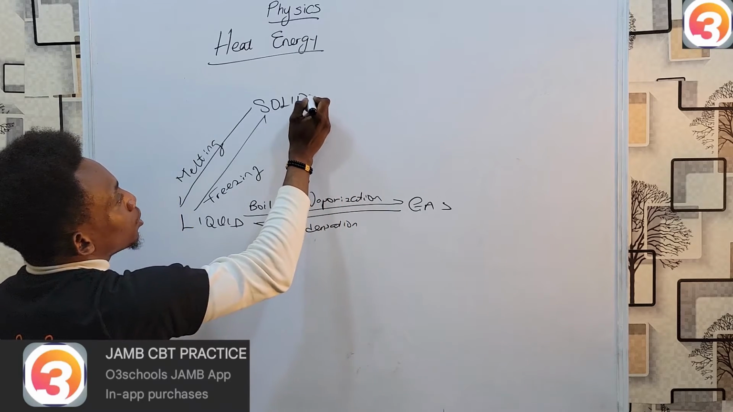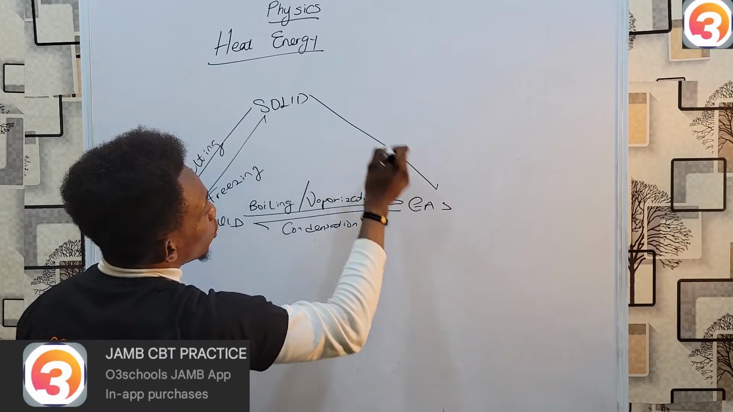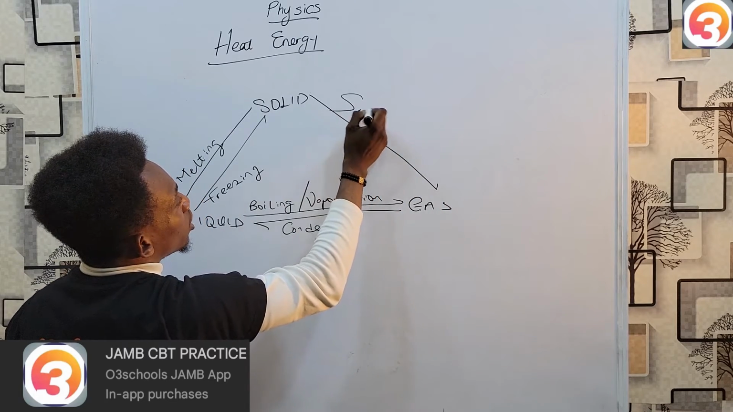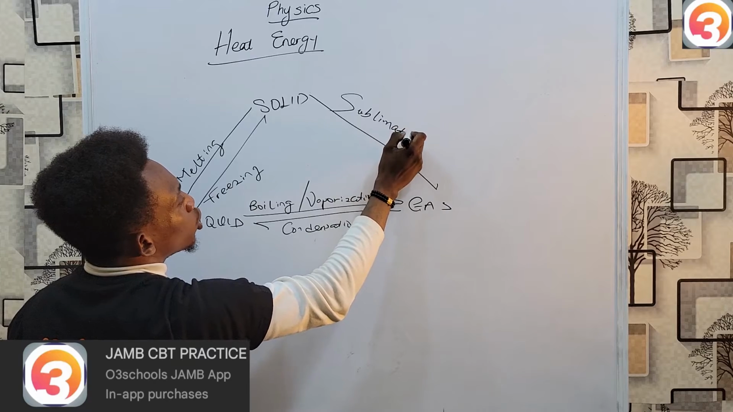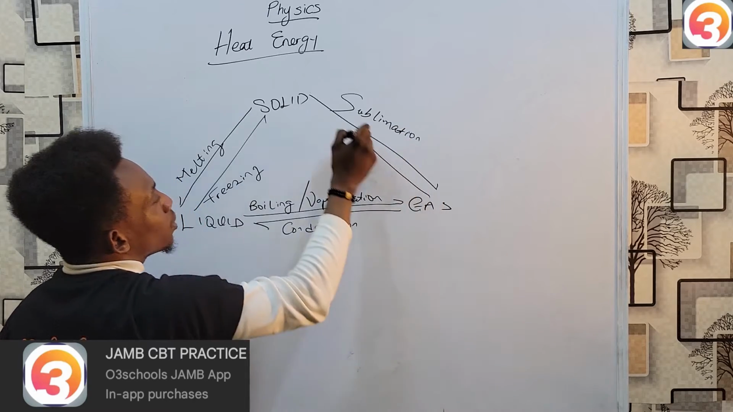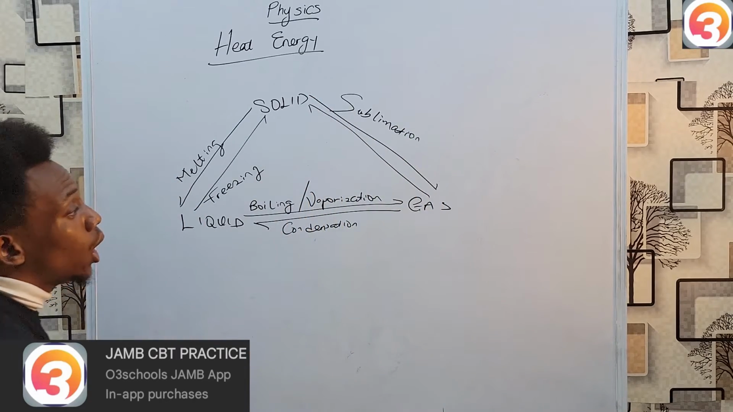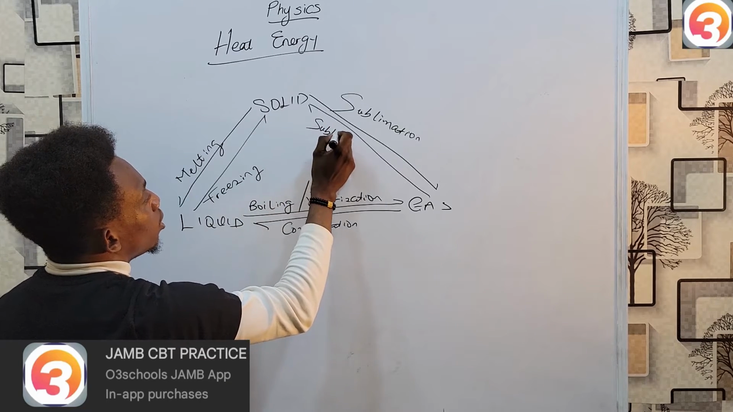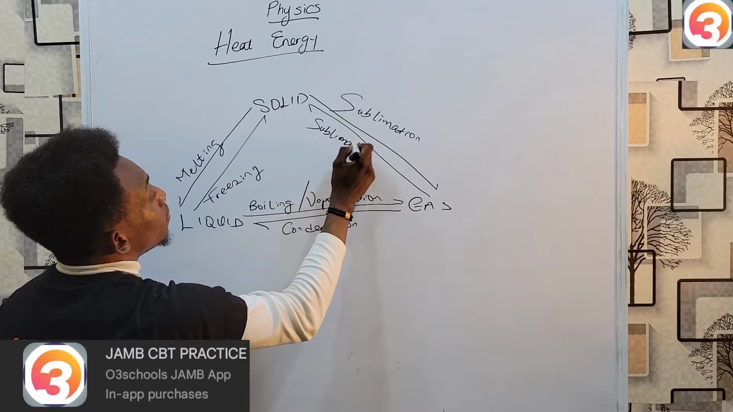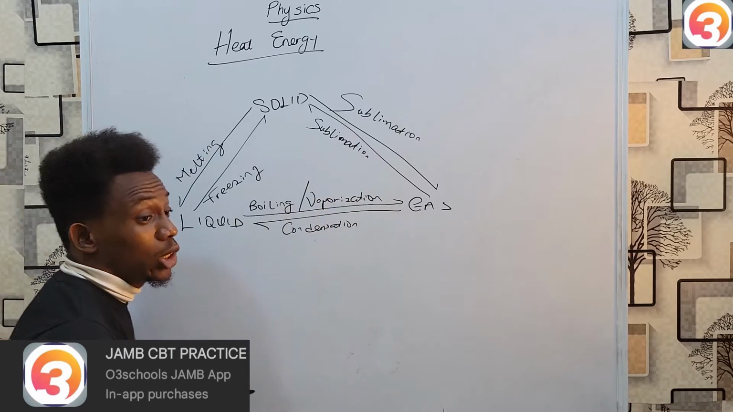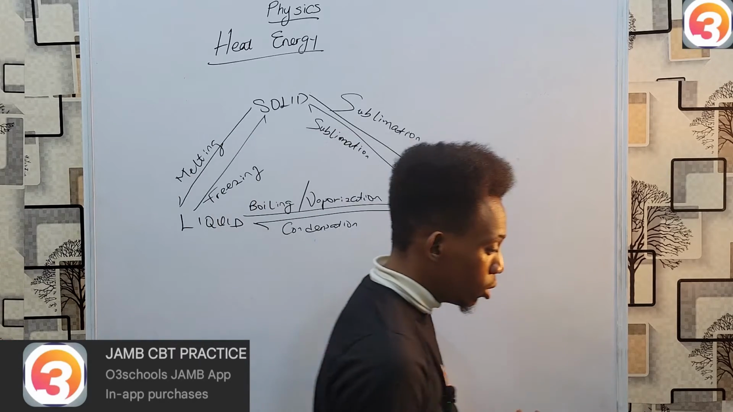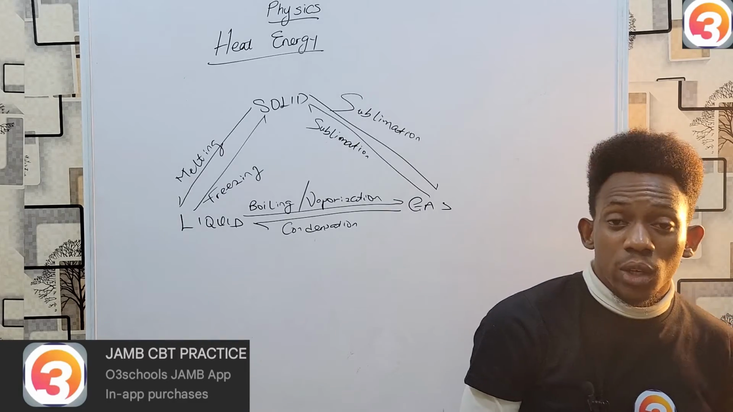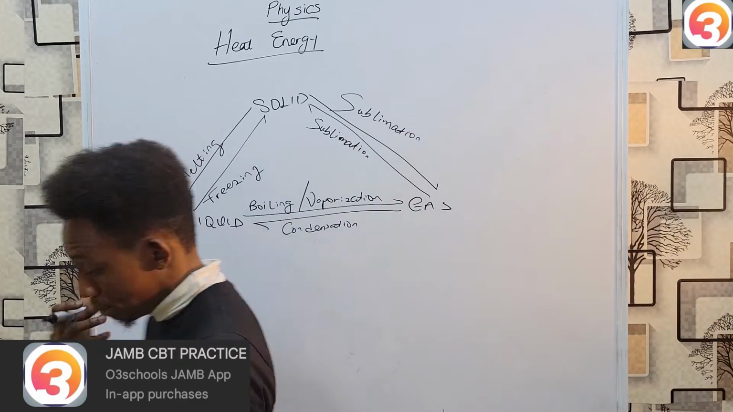Any material that can jump from solid straight to gas is experiencing sublimation. Now, if you're going from gas straight to solid, there are several names for that. Some people will just call it sublimation, some call it reverse sublimation, and some may even call it deposition. Whichever one you see, you can take as your answer.